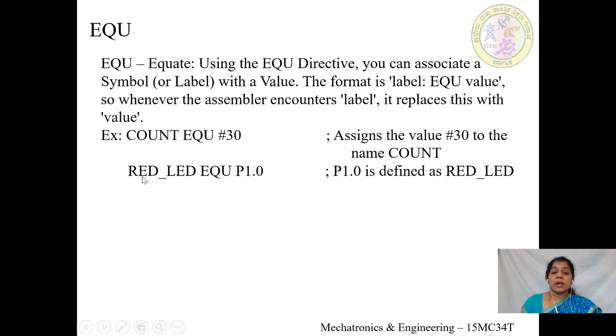Next, RED_LED EQU P1.0. Every occurrence of RED_LED will be replaced with P1.0. That is, every occurrence of the label will be replaced with a value. This is the equate directive. This reduces the time, so it speeds up the processor. The equate directive helps to speed up the processor.